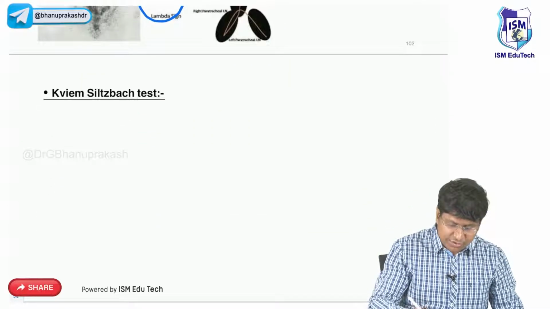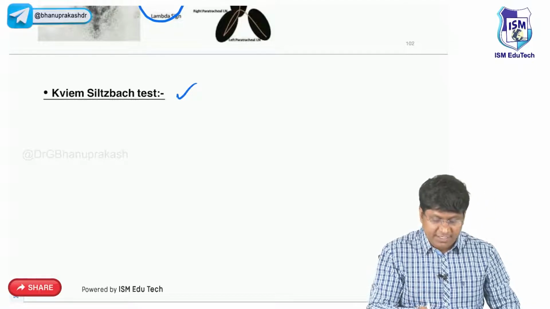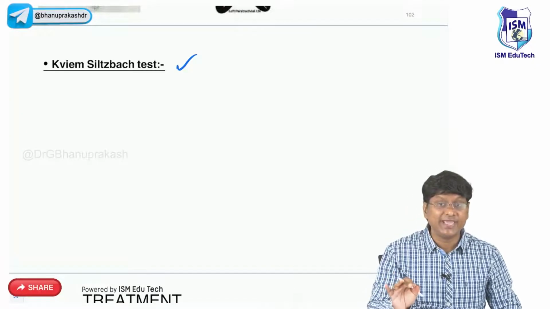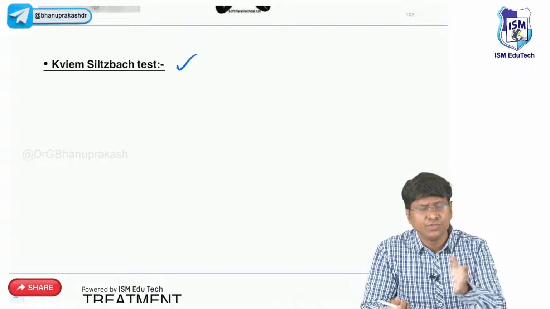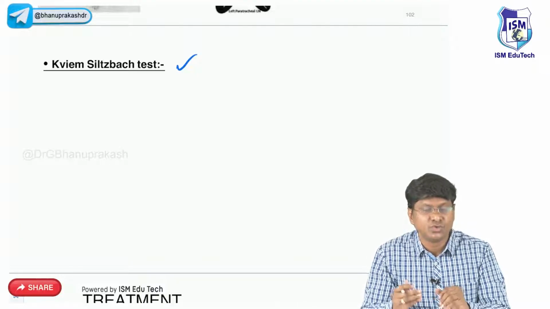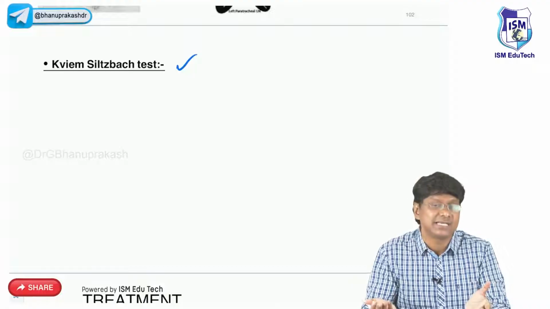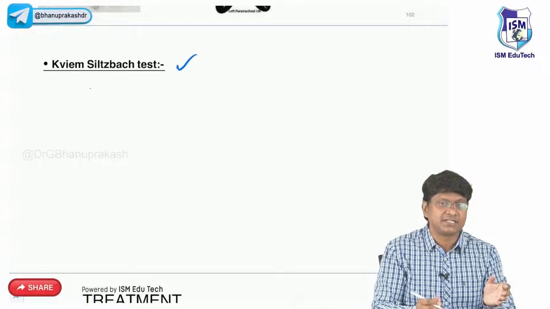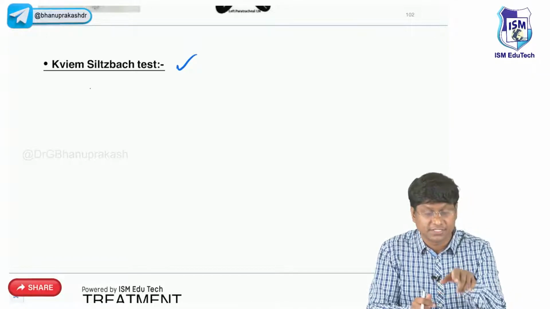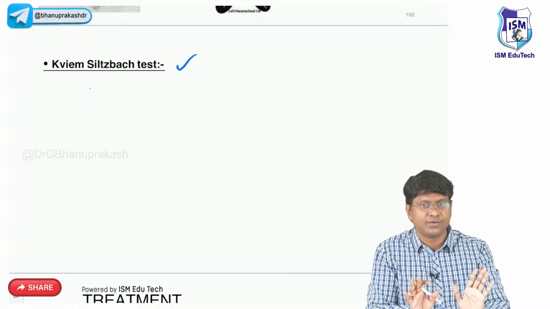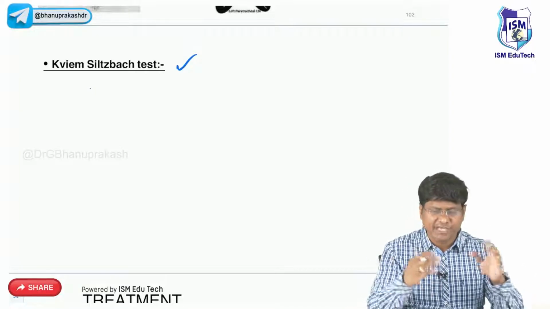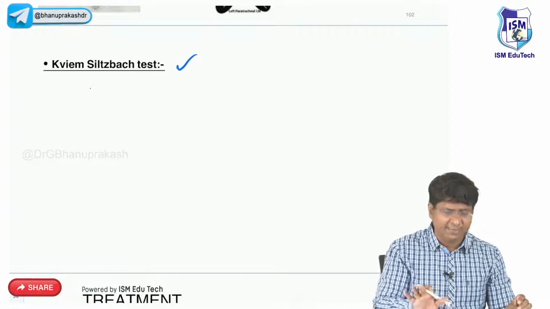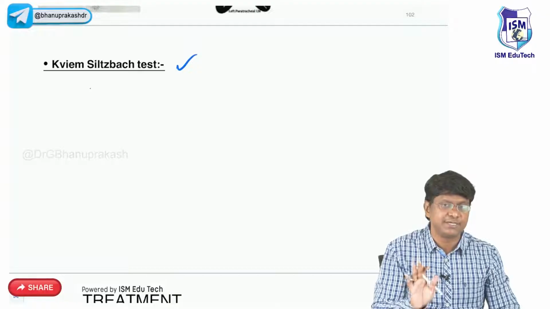And one more important test, it is only of academic importance. This particular test is not being done now, that is called the Kveim-Siltzbach test, right? They can just give you it as one of the options, for example, which among the following is not an investigation done in sarcoidosis. So they may give you some other options, but Kveim-Siltzbach might be one of the options. This is the investigation which was done for sarcoidosis, but is not being used in the present days, because we have many other new investigations which have come up for sarcoidosis, right? And it's a skin test, right? I'm not going into the details of how this particular test is done.